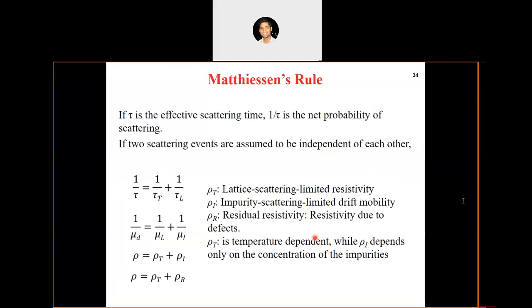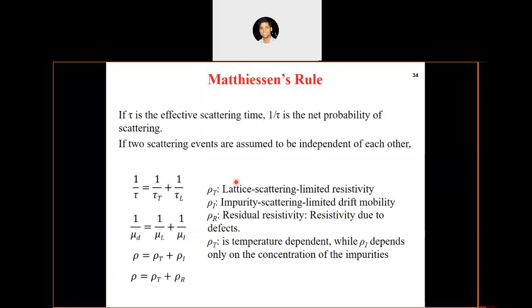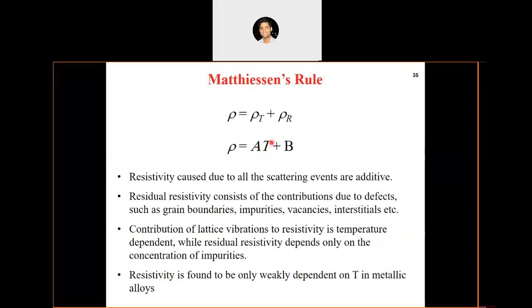Okay. If this is clear, then we can see from here that among the components of the resistivity, there is only one component which is dependent on temperature, the lattice scattering limited resistivity, and we have seen that it is directly proportional to the temperature. All other forms of resistivity are independent of temperature. So when we look for the temperature dependence of resistivity, we can simply write rho equal to aT plus b, where a and b are temperature independent constants.